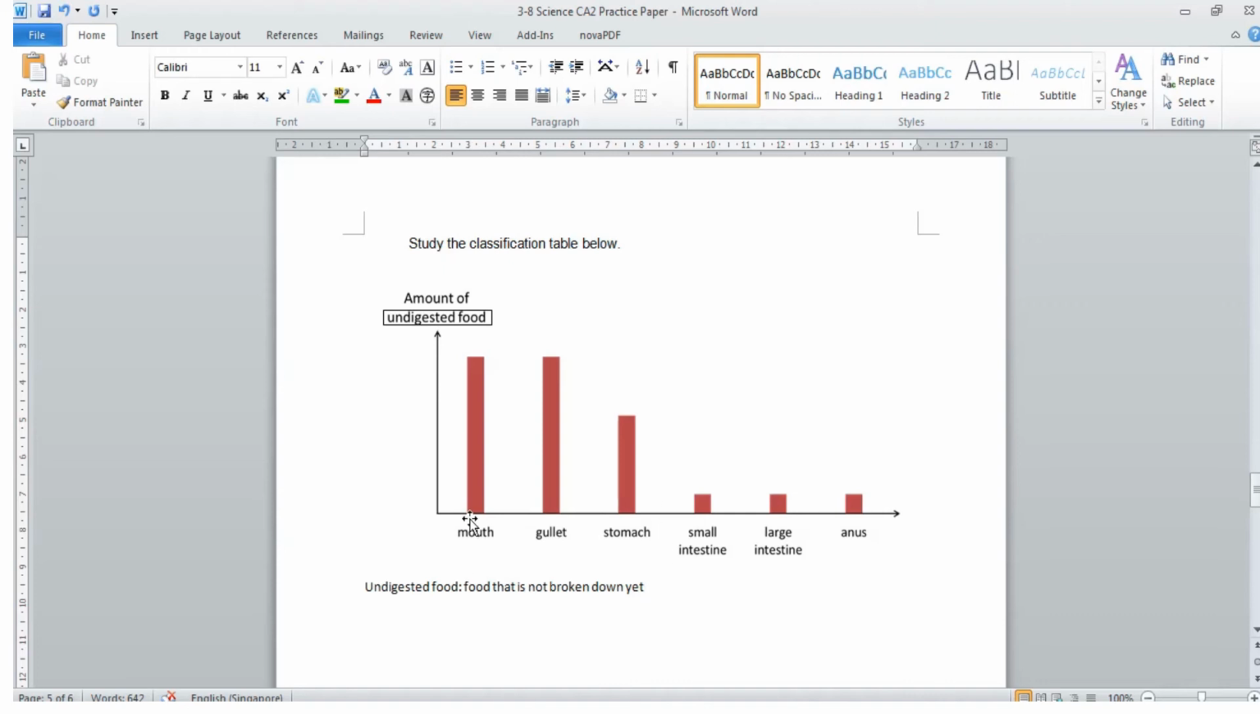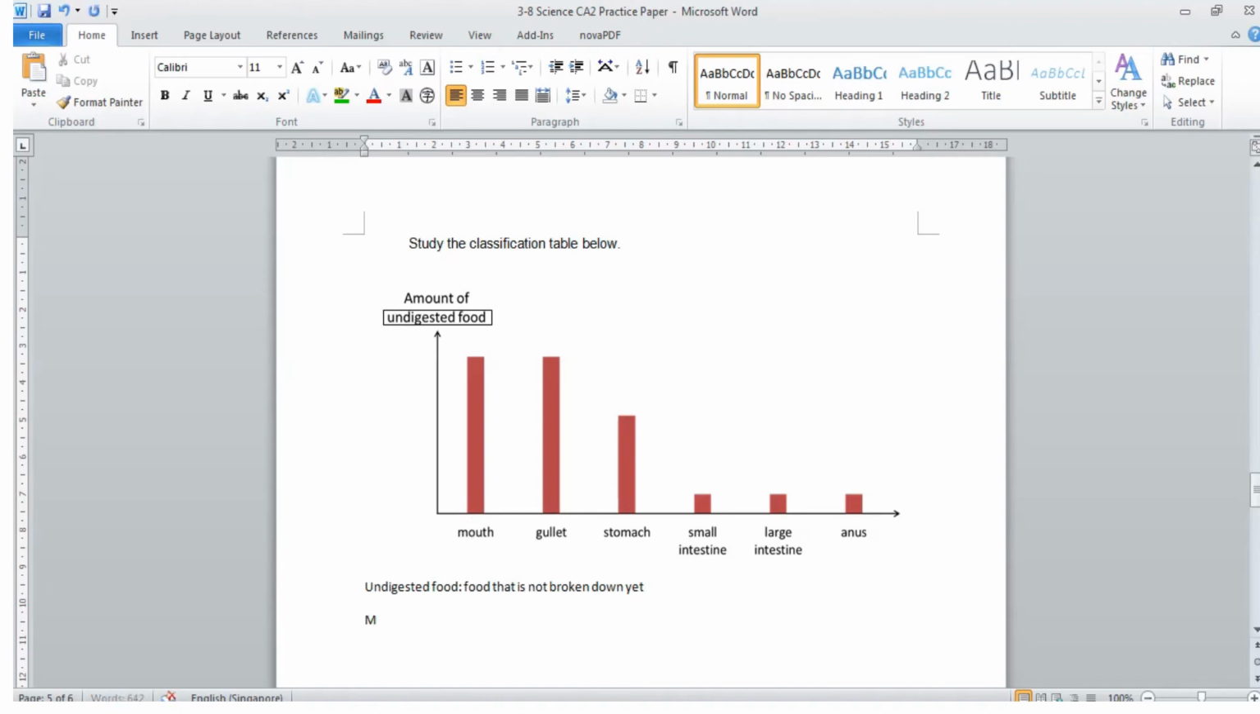So let's take a look in the mouth first. In the mouth, can you tell me, is there any digestion happening? Yeah, definitely, right? So the food is being broken down, right? How? Number one, your teeth will bite and chew on your food, and your teeth will grind your food into smaller pieces, right? And some food gets digested as well by the digestive juices which is in your saliva.